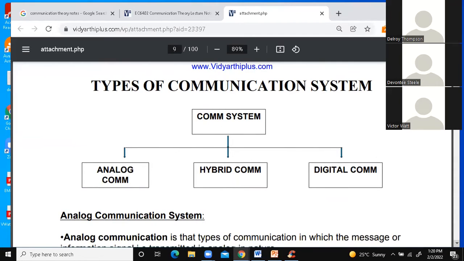Types of communication system, which I'm going to give you the definition of. You have three major types: analog, hybrid, and digital. Before I show you the definition of these, who can take a guess of what each is?